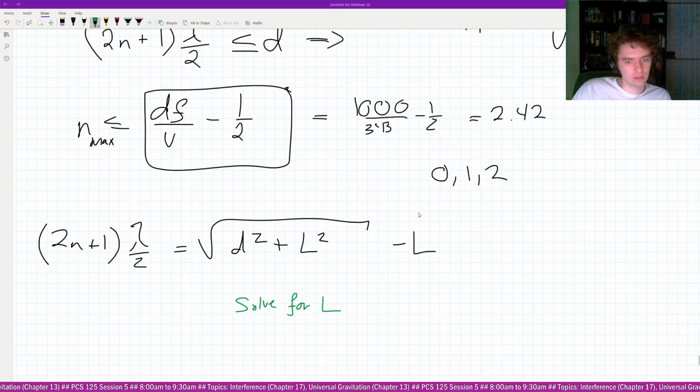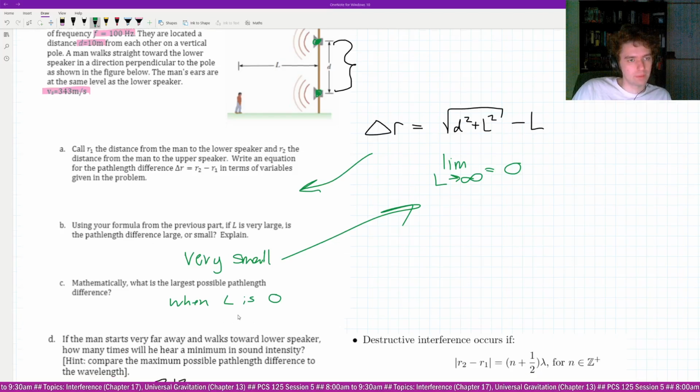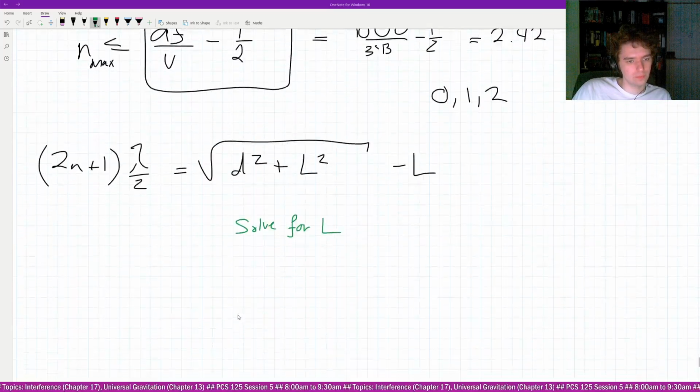Just before you move ahead, can I just ask what was the answer to C? For C is when L is 0. That's the largest possible path length difference, right? Yeah. Okay, thank you.